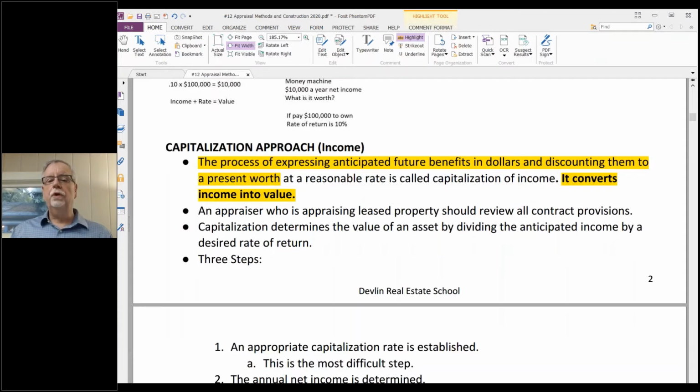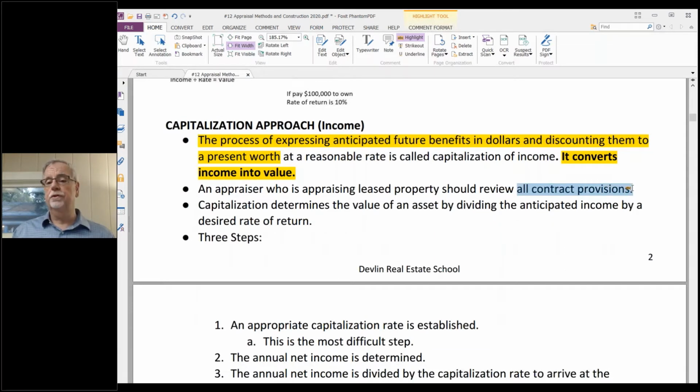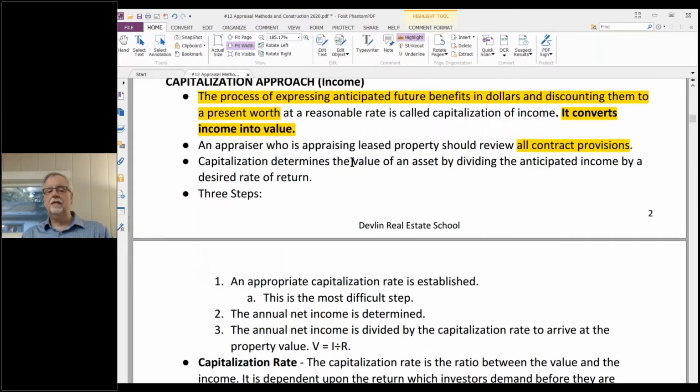You'd want to review all contract provisions. We're closing a leased premise transaction next week, signing off tomorrow and the next day. And one of the things was if you're buying a property and it has income, the appraiser would like to look at the leases, right, and review them and see if that matches the income. So capitalization determines the value of an asset by dividing the income by a desired rate.